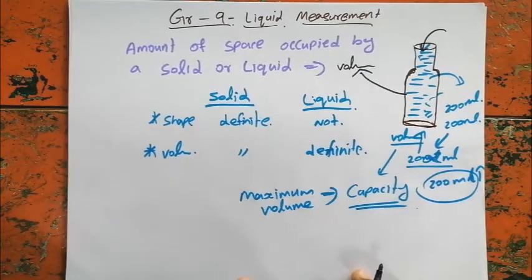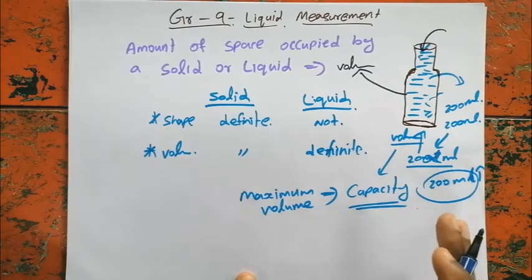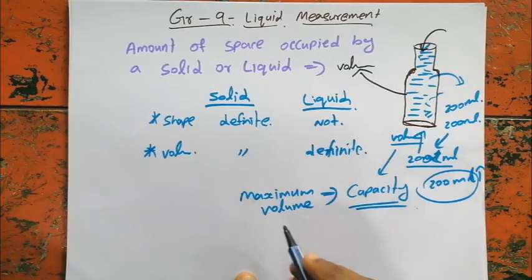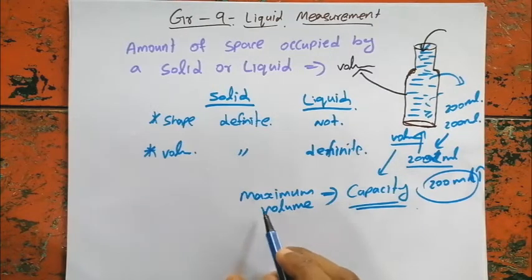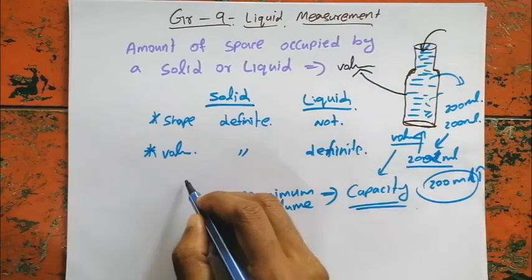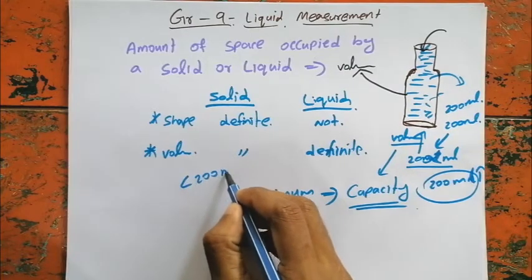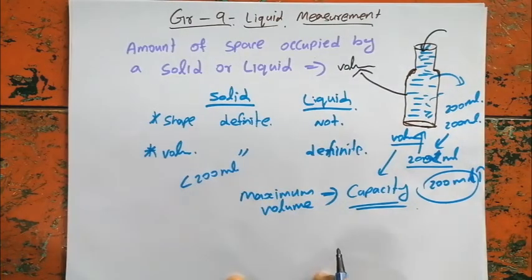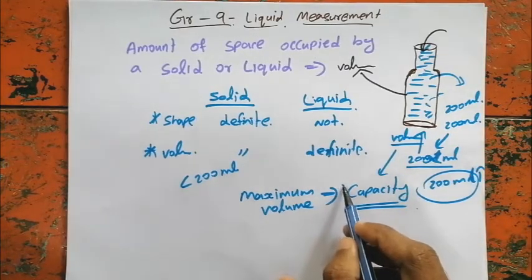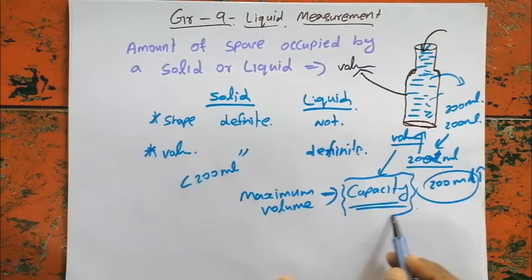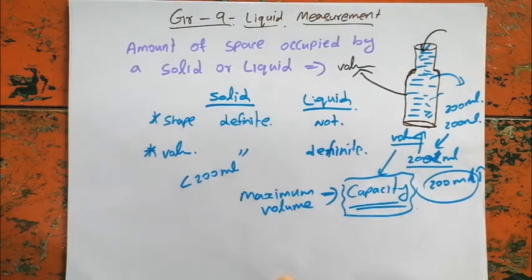So apart from the first container, the maximum volume of the other containers is greater than 200 milliliter, because we have some space there. So we are going to use another term instead of volume. Another term we are using is capacity. Capacity means the maximum volume.